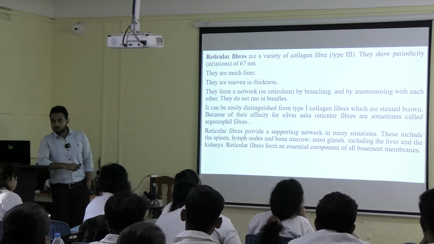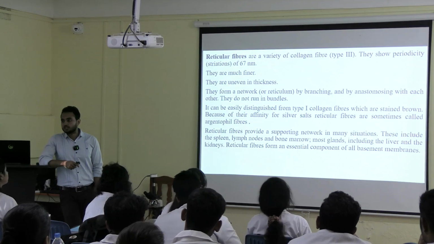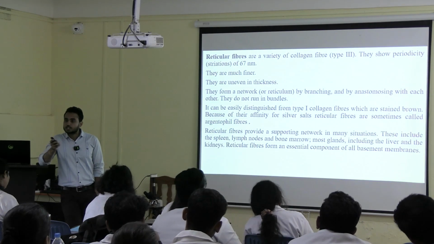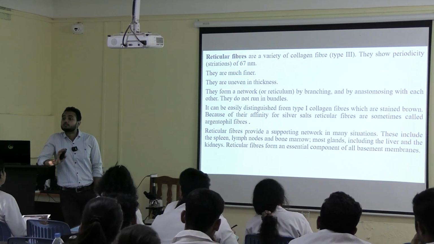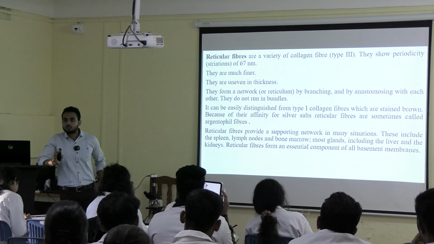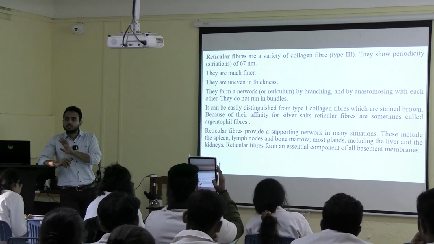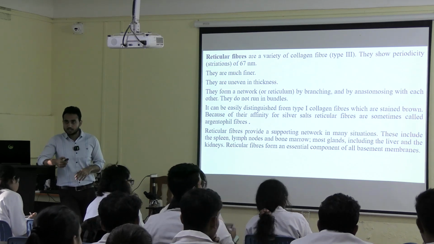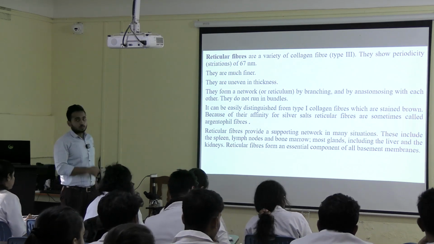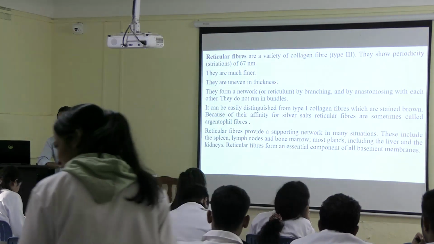Now, you will be shocked to know that reticular fibers are nothing but type 3 collagen fibers. Just now I have mentioned how many types of collagen fibers are there in our body? Approximately 20 types. Among them the first 5 types are common, which means you will be getting detailed knowledge about that. Among them the third one is the collagen. Third, type 3 collagen fibers are nothing but the reticular fibers.